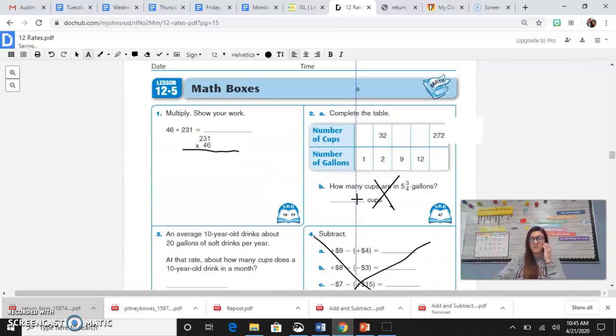Okay, on the top it should say 12-5 math boxes. For number 1, you need to multiply these two numbers and show your work. A lot of us have just been using calculators, not showing our work, and you're not getting very good grades for it. So make sure that you show your work on this one and take your time.